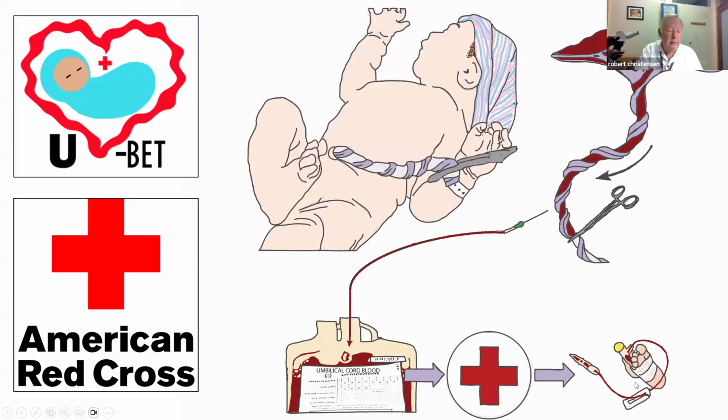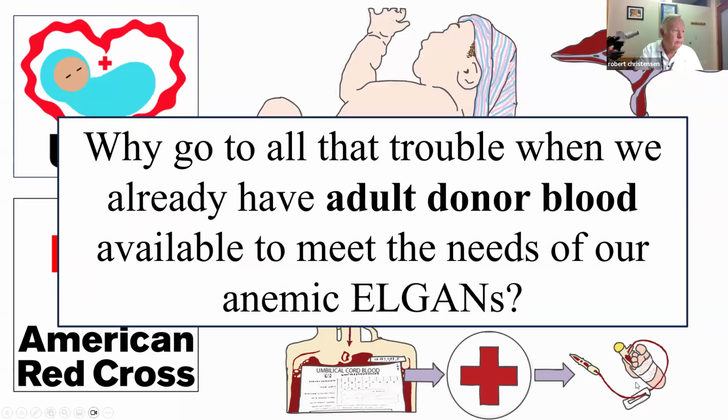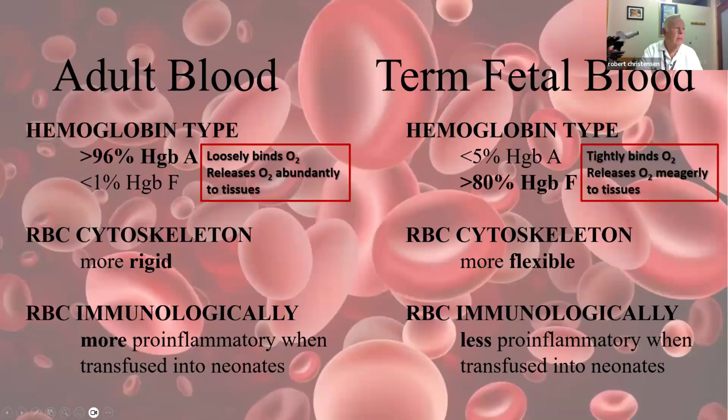Well, why go to all that trouble when we've already got plenty of adult donor blood available to meet the needs of our anemic, extremely low birth weight neonates? Some of the differences between adult blood and fetal blood are shown here and form part of the reason why we think this is a better product.